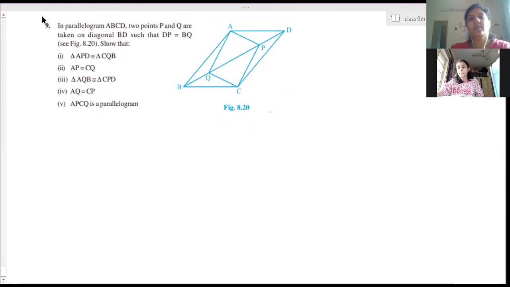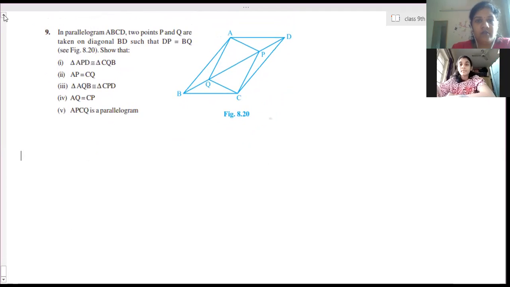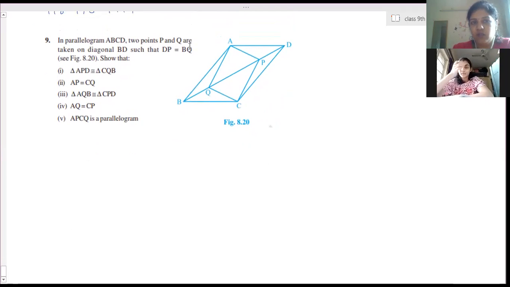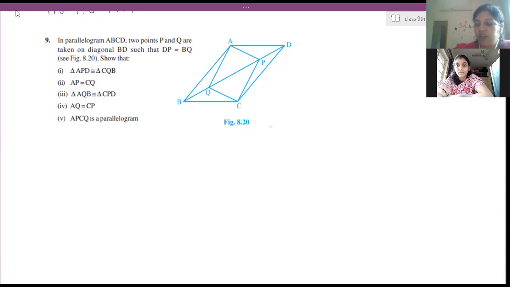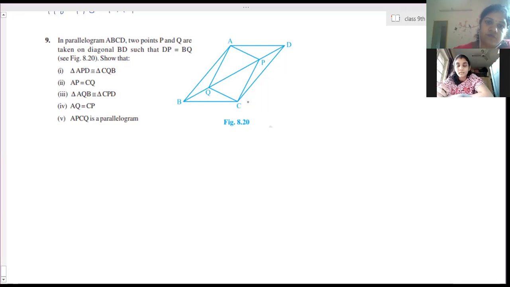Now in this one, ABCD, 2 points P and Q are taken on the diagonal BD such that DP and BQ are equal. Show that triangle APD and triangle BQC congruency we have to show. Now we have BQ and PD already given equal.